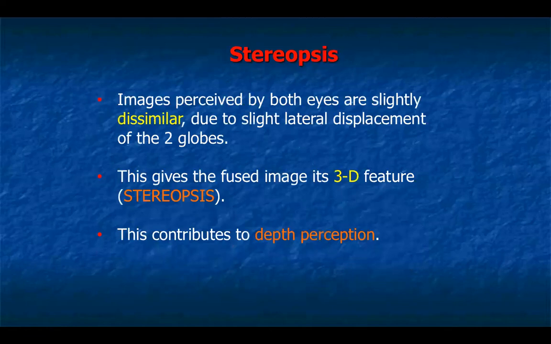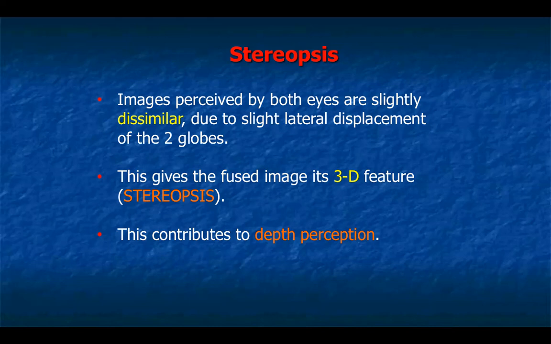Stereopsis. Stereopsis means to see something three-dimensional and to have depth perception, or see which object is far and which object is nearer. So images perceived by both eyes are slightly dissimilar due to slight lateral displacement of the two globes. The two globes are not overlapping, they're laterally displaced. One globe is on the right and the other is on the left. This distance between the two globes makes each eye see a slightly different part of the object.